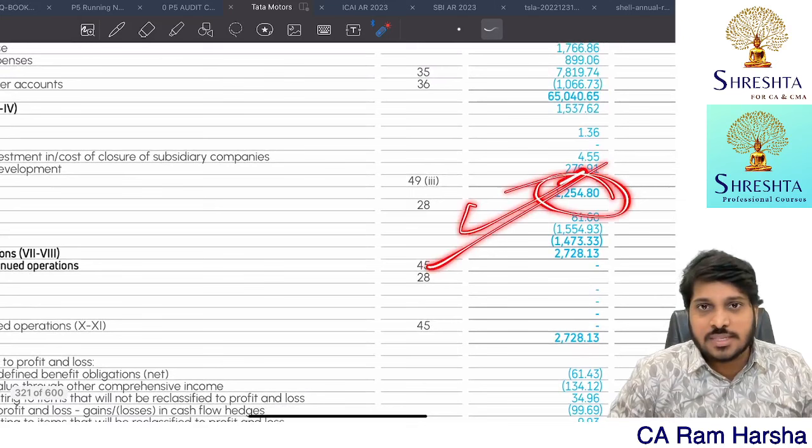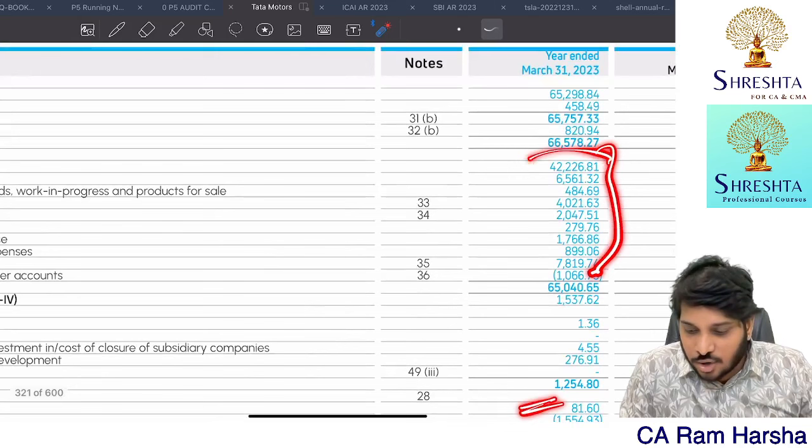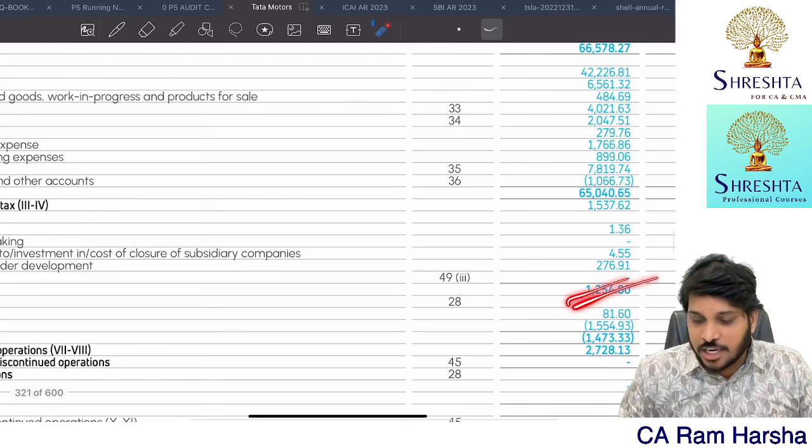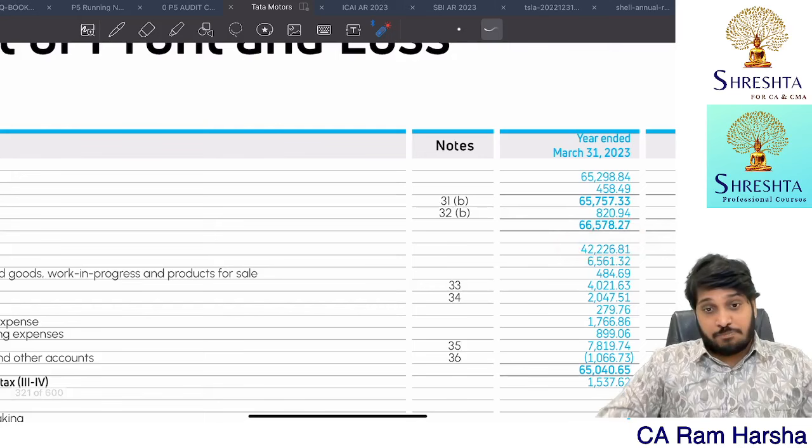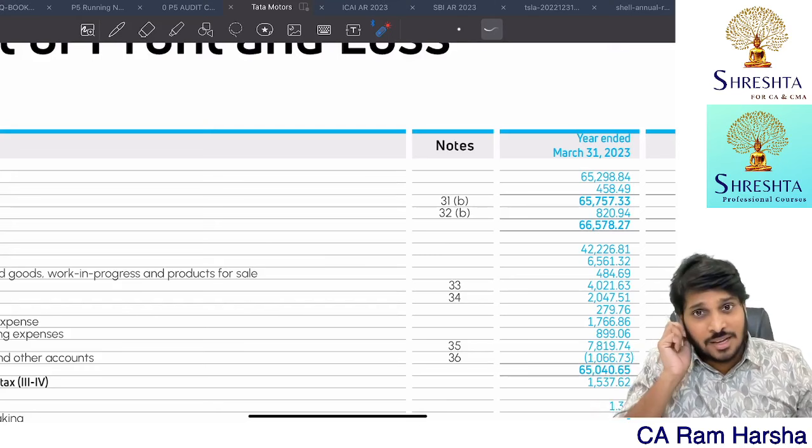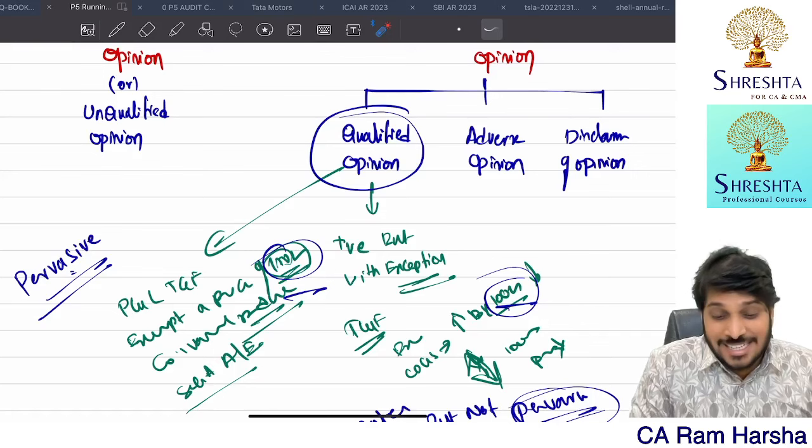This 1200 crore is a result derived based on these expenses, including this 42,000 crore. But you didn't verify this. How come you give an opinion on this 1200 crore? You can't. So when a material, pervasive, very significant item you didn't verify, you don't know anything at all about that. You cannot give an opinion. Then you disclaim the opinion. Disclaim means what? I don't give opinion. That's called disclaimer of opinion.